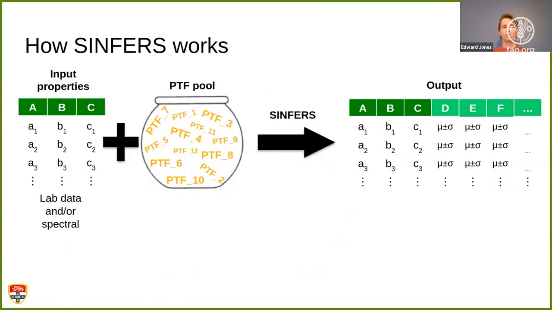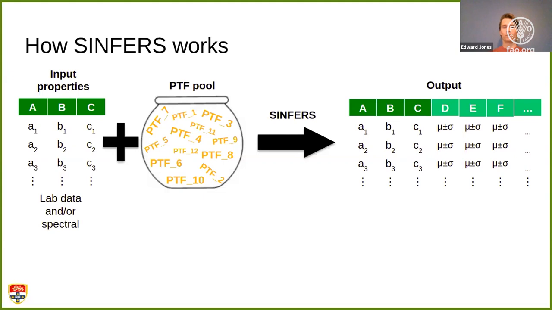And this is what it looks like when you run SINFERS. So on the left, we have our small input database, and this can be derived from lab measurements or estimates from spectral data. And then we have a pool of PTFs all jumbled up on there. And then on the right is our output with a large amount of output properties. This could be hundreds of columns wide, but importantly, it has quantified uncertainty.